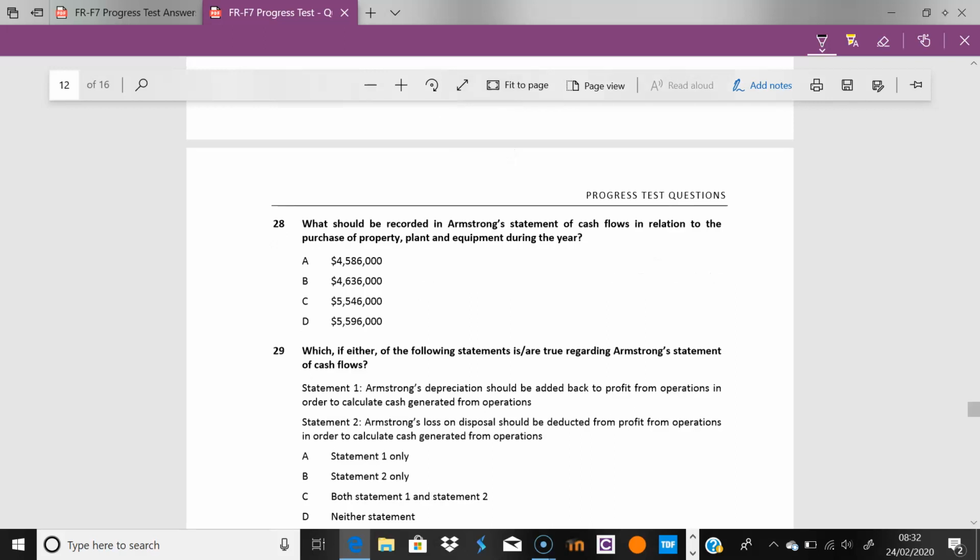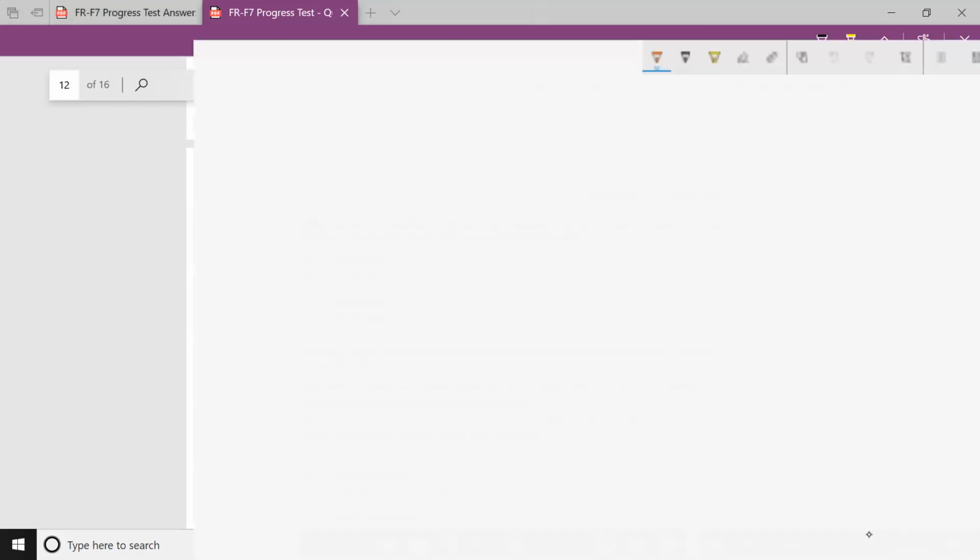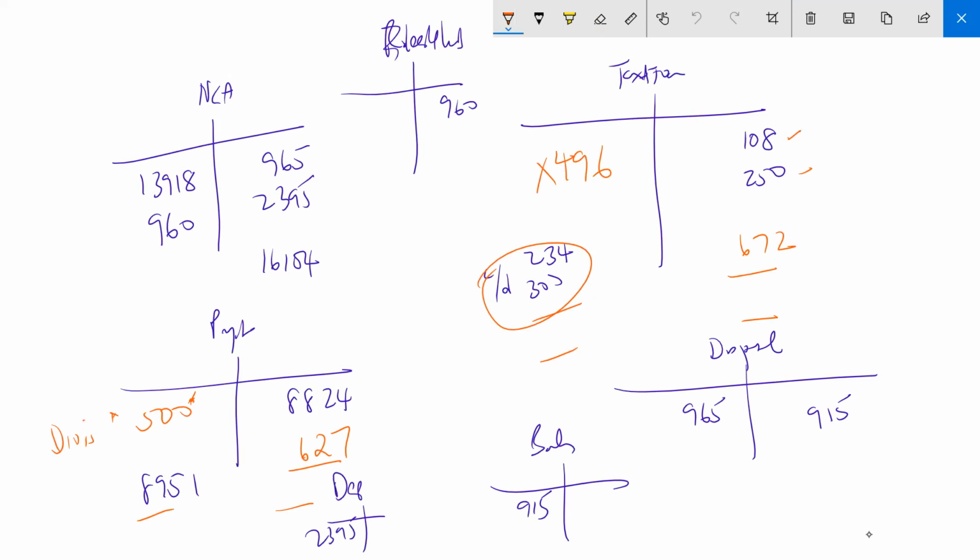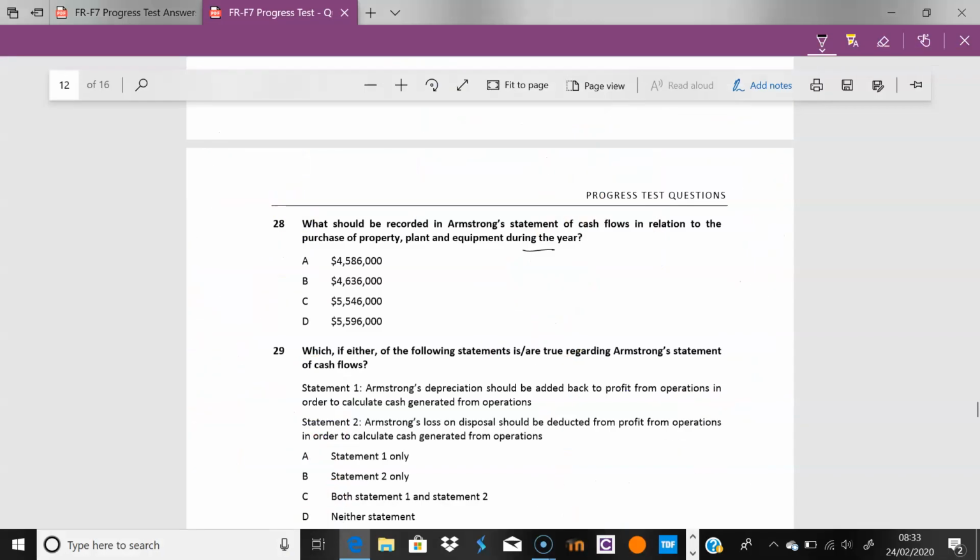Then what should be recorded in relation to purchase of property, plant, and equipment? Again, we go back to our scenario here. I literally need the closing figure in effect, because this is my carry down, isn't it? Brought down 16,104. So this thing over here is 4,586, and that's me done. Closed out, and that takes me to A again.